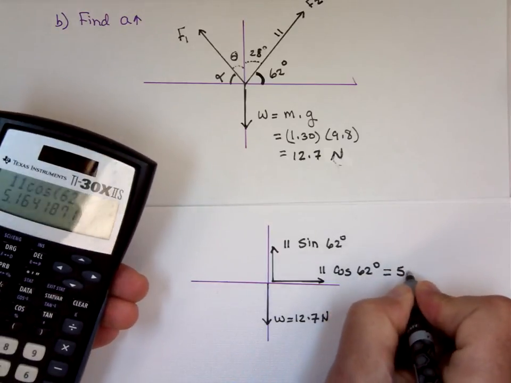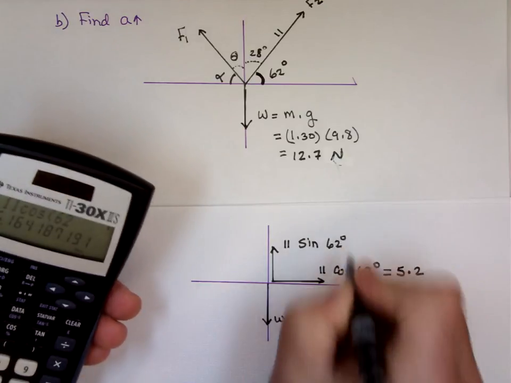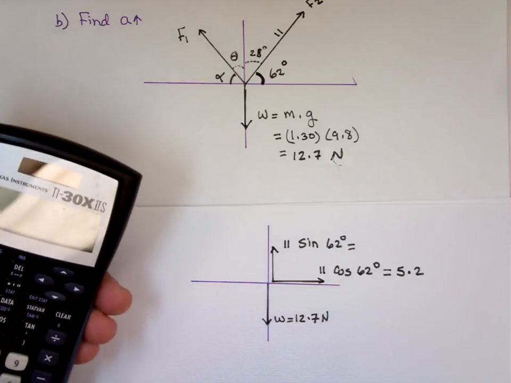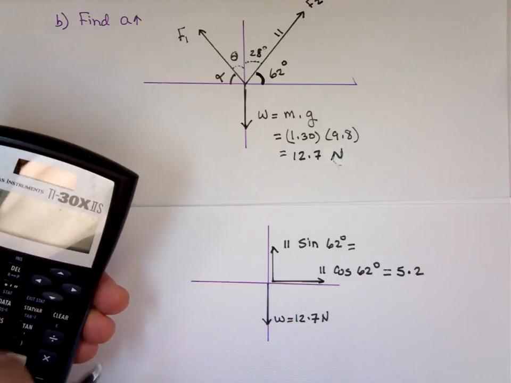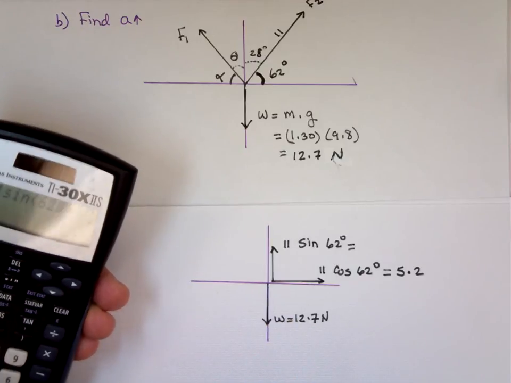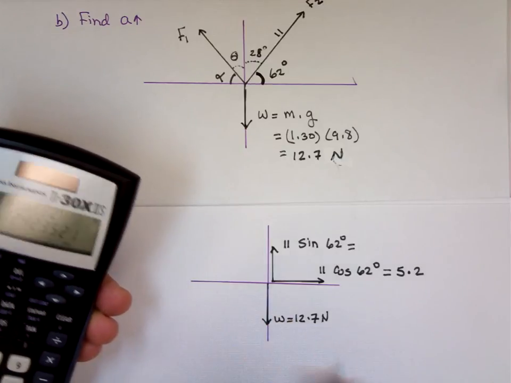Roughly 5.2 here. And this one, 11 sine of 62, is 9.7.